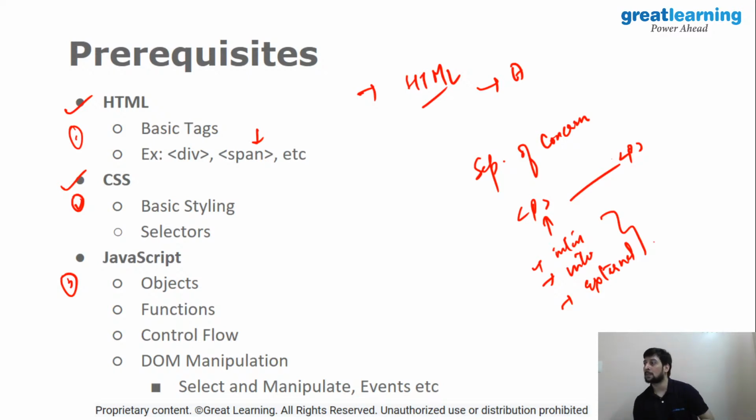Exactly, Shikhar. Yes, inline will have the priority. But what about these things? Let's suppose you have a selector. We have three basic selectors. Yes, Adarsh. Yes, Abhishek. Exactly.